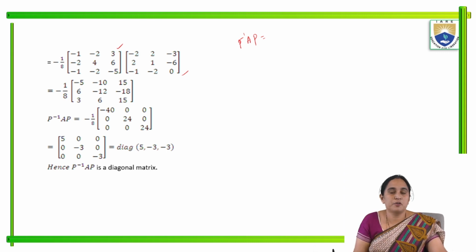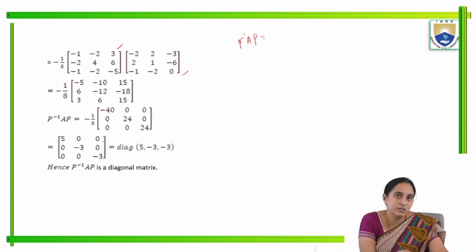After multiplying, we get one matrix form. If you face difficulty multiplying the three matrices, you can directly use a scientific calculator, and we get the correct answer. Multiplying the three matrices, we get 5 0 0, 0 minus 3 0, 0 0 minus 3.